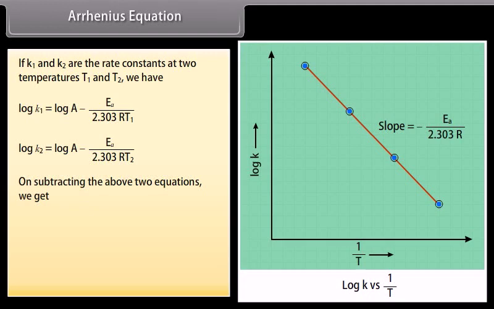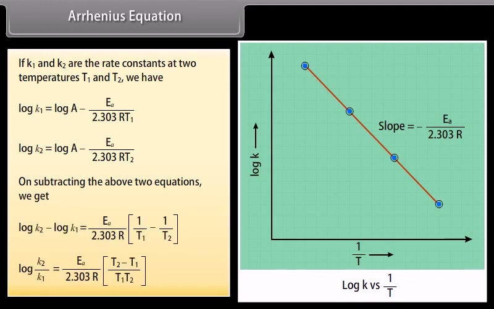On subtracting the above two equations, we get log K2 upon K1 is equal to EA upon 2.303 R multiplied by T2 minus T1 upon T1 T2.